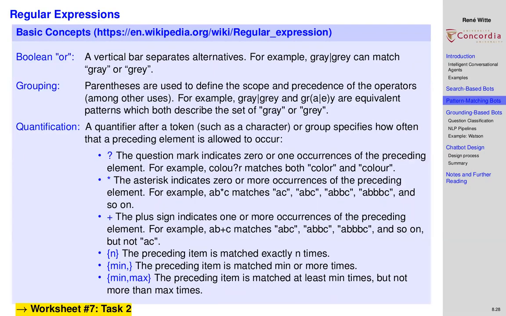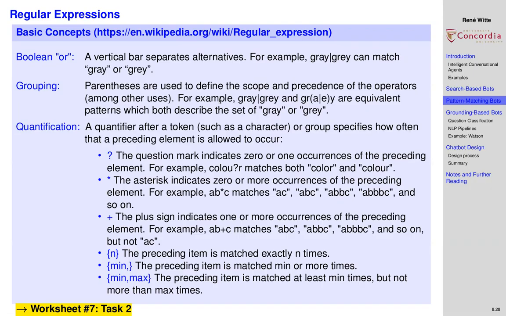So you should know how regular expressions work. If not, look it up. The basics are shown here. You can have a Boolean "or" expression. For example, if you want to match different spellings of the word gray, you can use "or", and then this expression here will match both of these possible versions of writing it.